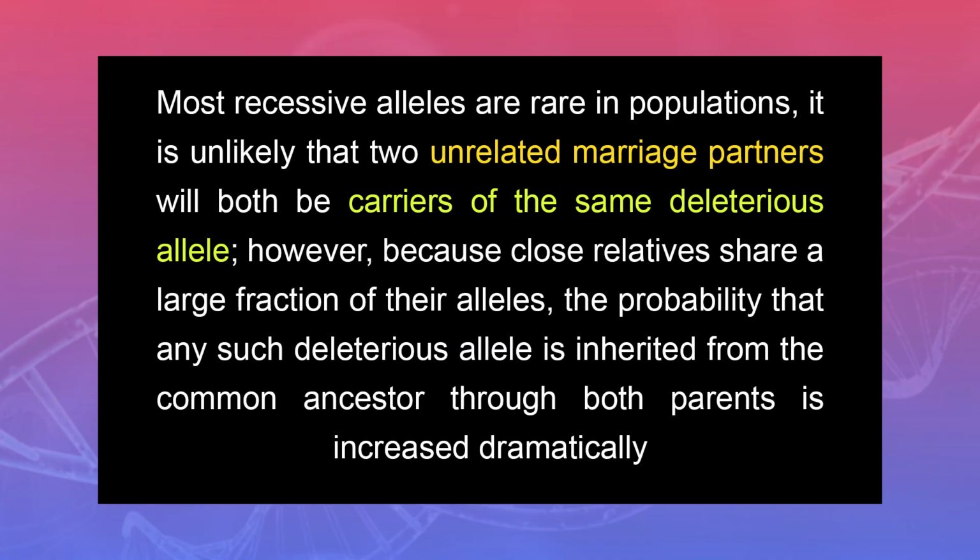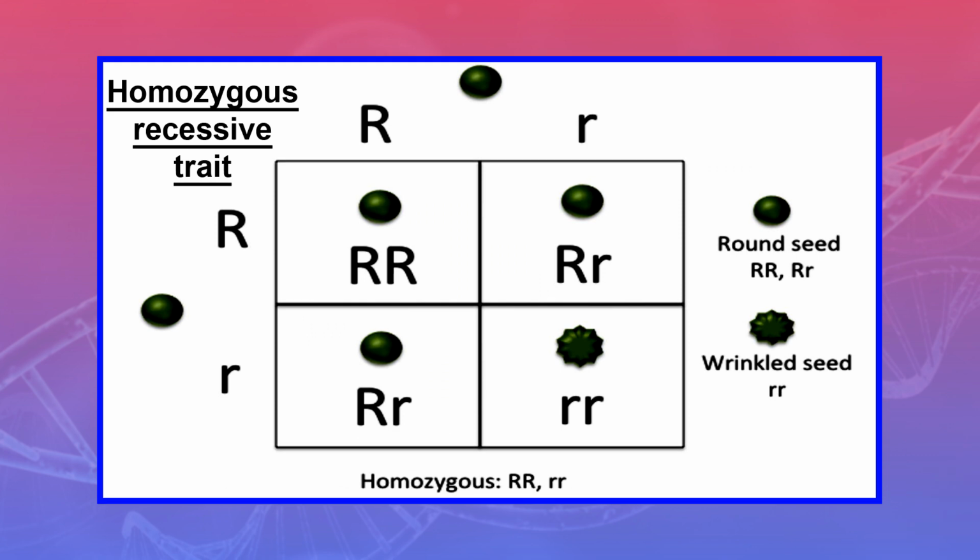Because most recessive alleles are rare in populations, it's unlikely that two unrelated marriage partners will both be carriers of the same deleterious allele. However, because close relatives share a large fraction of their alleles, the probability that any such deleterious allele is inherited from the common ancestor through both parents is increased dramatically. For each homozygous recessive individual formed, there is an equal chance of producing a homozygous dominant individual, one completely devoid of the harmful allele.